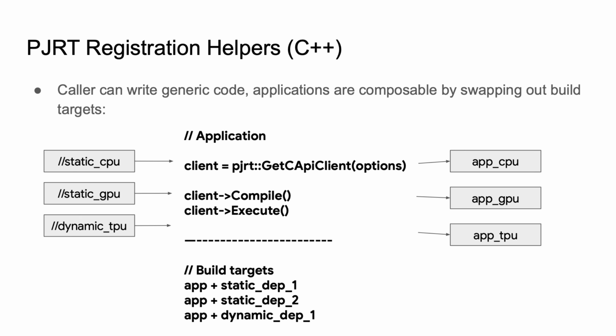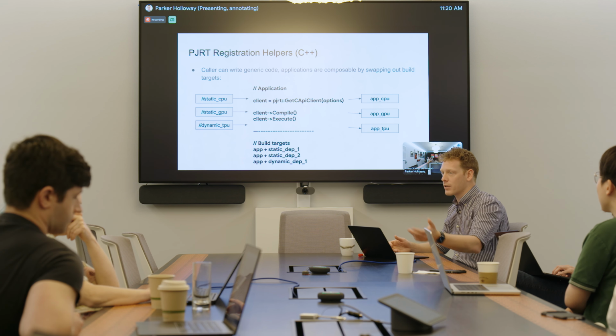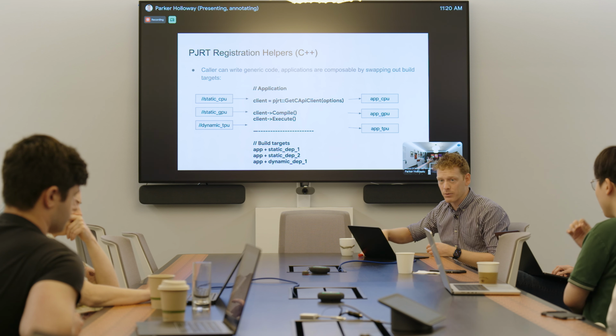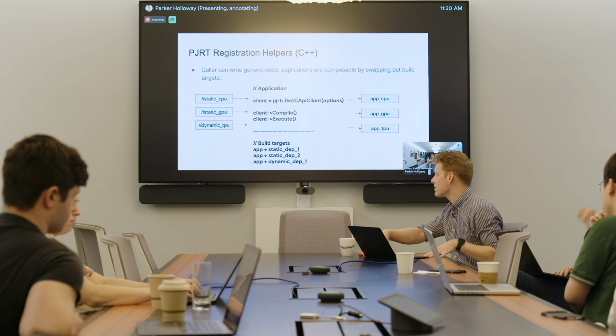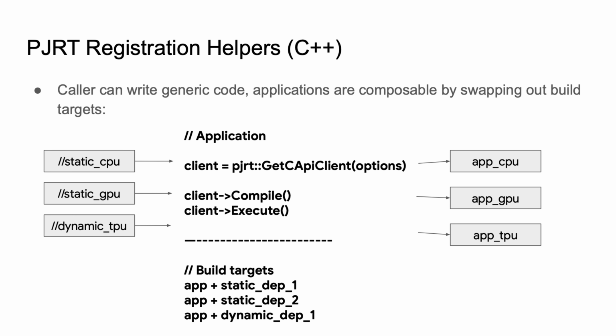So what does that look like in code? The caller can write generic top level client code for PJRT, GetCApiClient with options. They can call client compile, client execute, just as they would normally. And then by using the build targets that the plugin creator provided, they can build different composed applications using their generic application code. So we have the application plus static dep1, plus static dep2, and plus the dynamic dep. We can generate 3 different targets for that application just by swapping out the build dep that we're adding in.